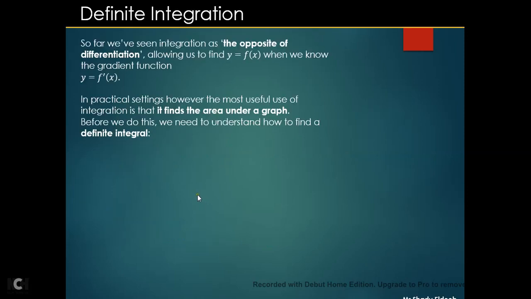Let's take something new. It's called definite integration. Definite integration is a normal integration but with limits. So far we have seen integration as the opposite of differentiation, allowing us to find y equals f(x) when we know the gradient function y equals f'(x). In practical settings, however, the most useful use of integration is that it finds the area under a graph. Before we do this, we need to understand how to find a definite integral.